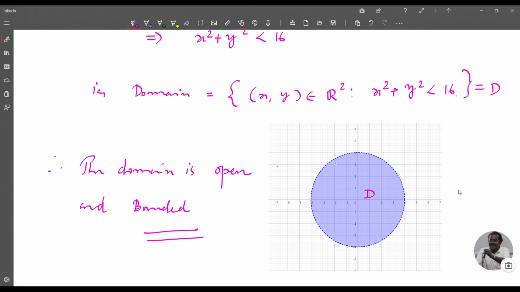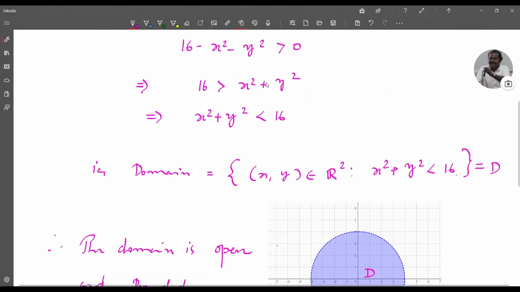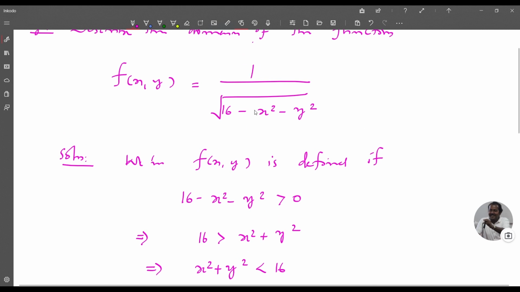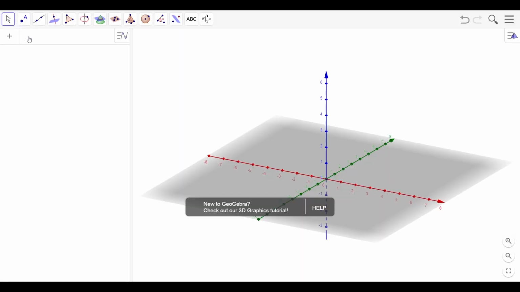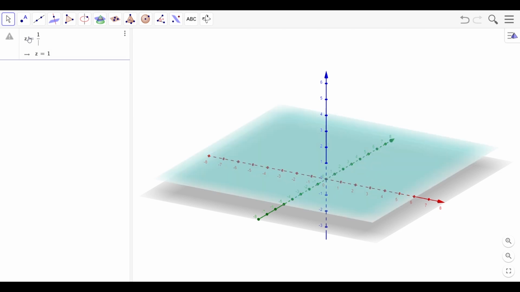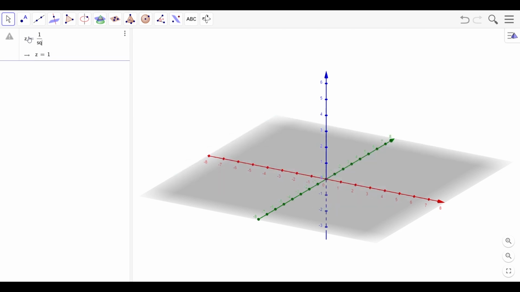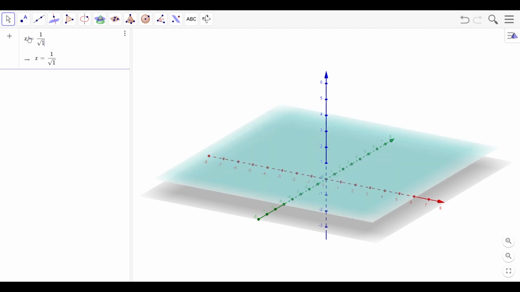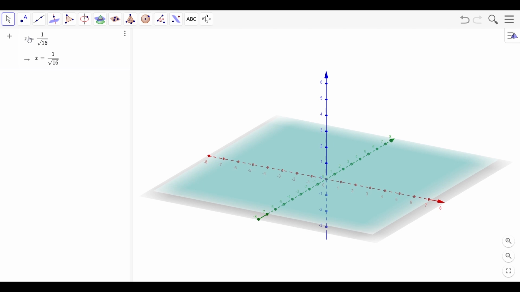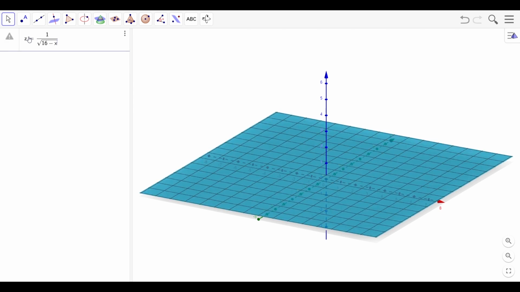And before that, let us see what this function actually is, f of x, y equal to 1 by square root of 16 minus x square minus y square, in GeoGebra. So first we plot the function z is equal to 1 by square root of 16 minus x square minus y square.